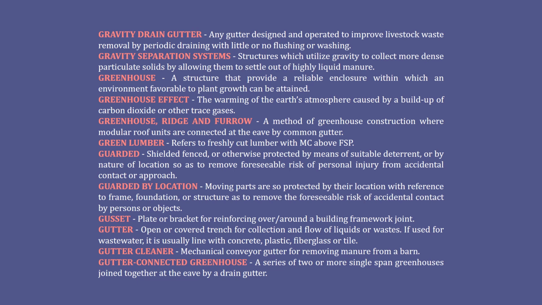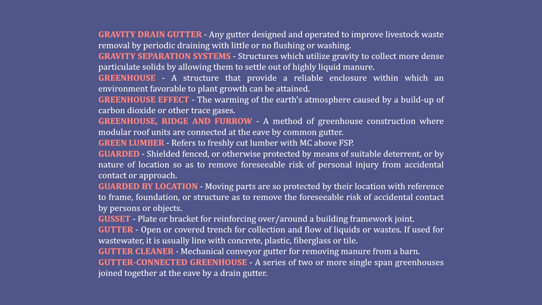Greenhouse: a structure that provides a reliable enclosure within which an environment favorable to plant growth can be attained. Greenhouse effect: the warming of the Earth's atmosphere caused by a buildup of carbon dioxide or other trace gases. Greenhouse, ridge and furrow: a method of greenhouse construction where modular roof units are connected at the eave by a common gutter. Green lumber: refers to freshly cut lumber with MC above FSP.